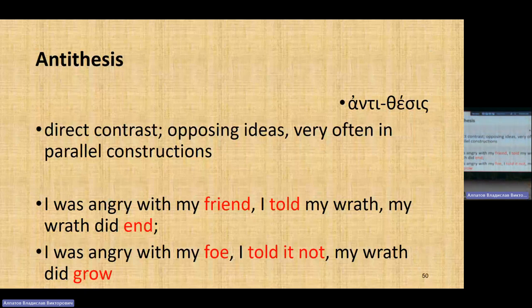And of course, antithesis can exist not only on the level of a sentence, but on the level of a text, plot, and so on. But we'll maybe look at that later.